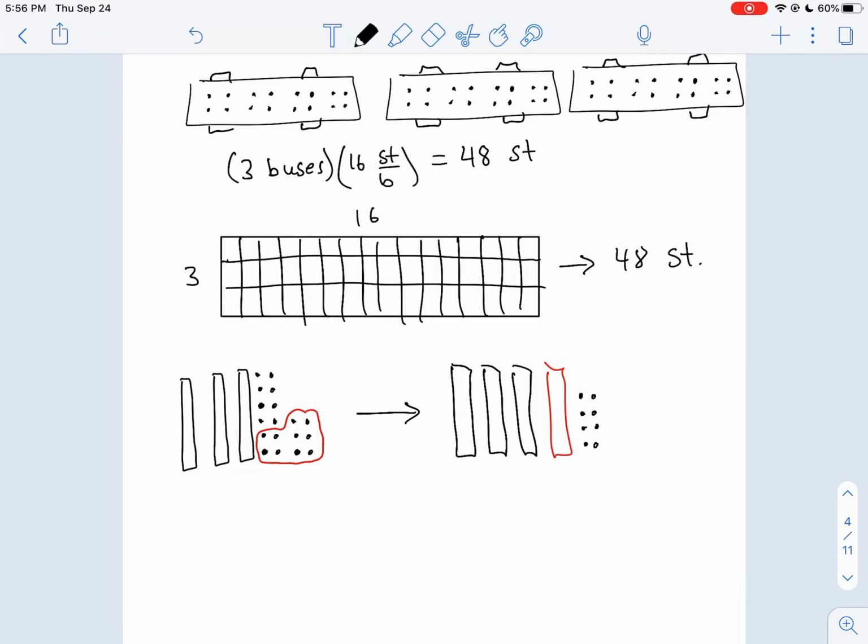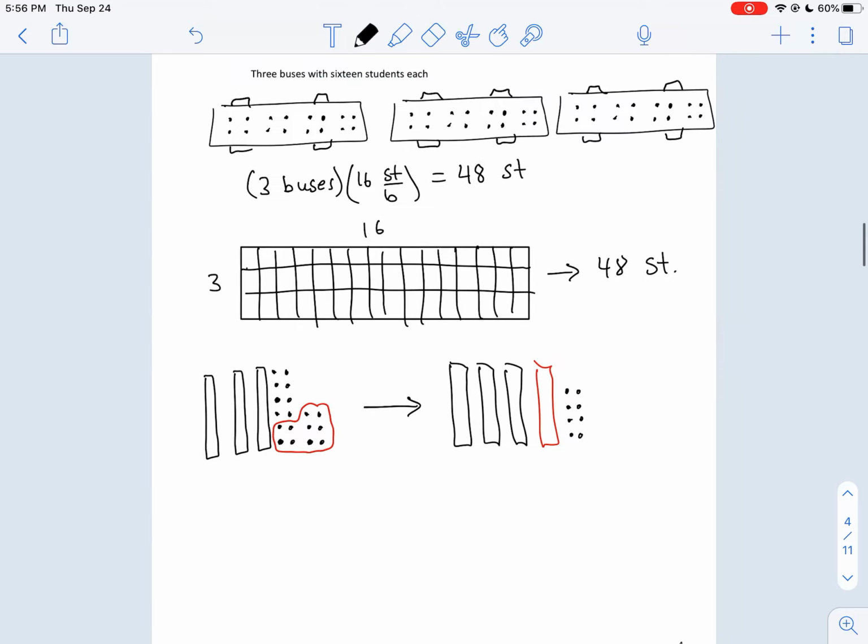So, here's one way that we could take our 3 copies of 16 with base 10 blocks and just figure out that we wind up with 48, right? 48 total students.